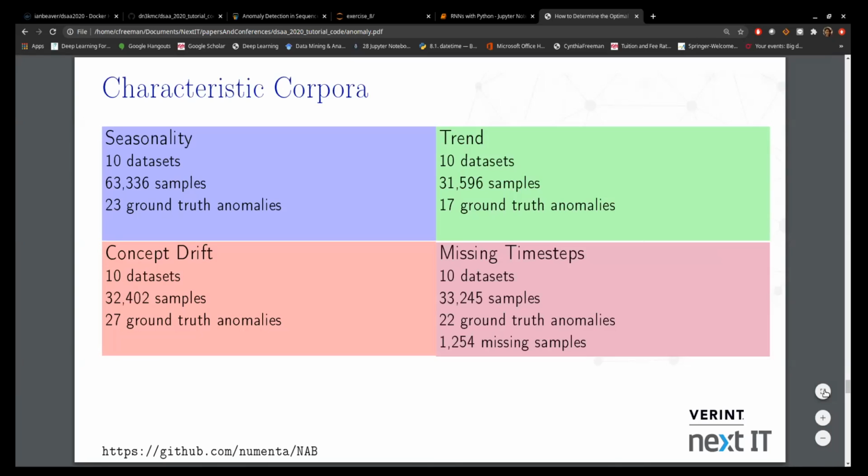For seasonality, trend, and concept drift corpora of datasets, any missing time steps were filled using linear interpolation. For the missing time step characteristic corpus, we either choose datasets with the missing time steps already, or we randomly remove data points from datasets with originally no missing points to generate the corpus.